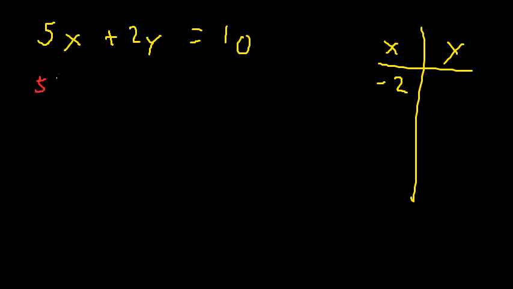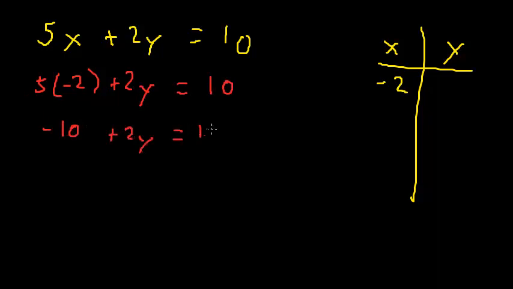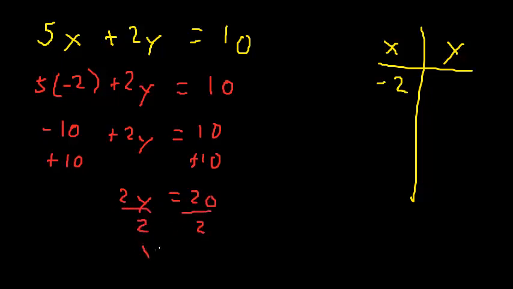So I plug in that negative 2 for x. I have 5 times negative 2 plus 2y equals 10. I multiply, so I have negative 10 plus 2y is equal to 10. I add 10 to both sides now to get that y by itself. I have 2y equals 20. Divide by 2, and we have y equals 10. That is now our y value for our x equaling negative 2, so we plug that into our table, and we have one solution to that equation.